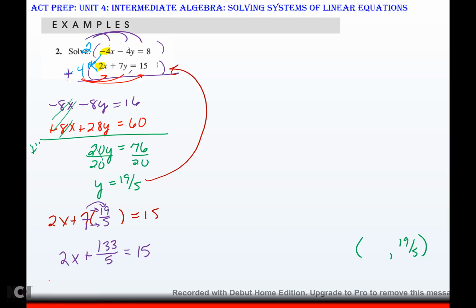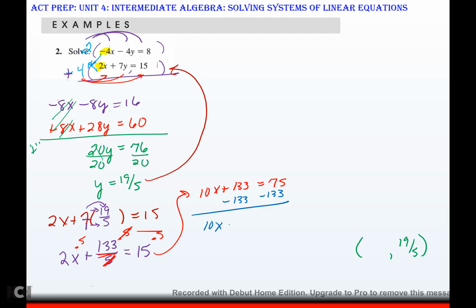Now I'm going to kill that fraction. I'm going to get rid of dividing by 5 by multiplying by 5. Only rule is I have to do it to every term. So that gives me 10x plus 133, because multiplication 5 cancels out division 5, equals 15 times 5 is 75. So now I have no more fraction, and I can get x alone. So minus 133 minus 133, 10x equals, if you do 75 minus 133, you get negative 58. Divide by 10, and you get x equals, if you reduce that, negative 29 fifths. So my solution is negative 29 fifths, comma, 19 fifths.